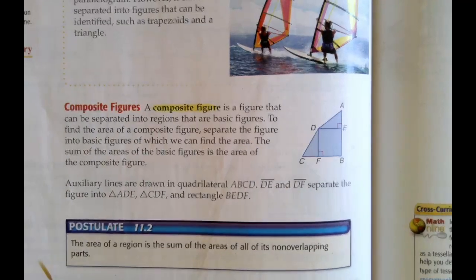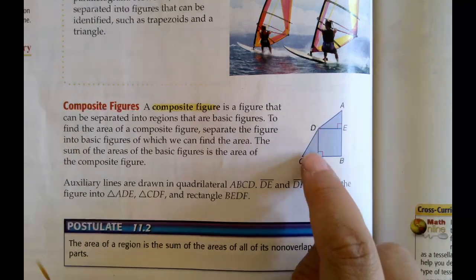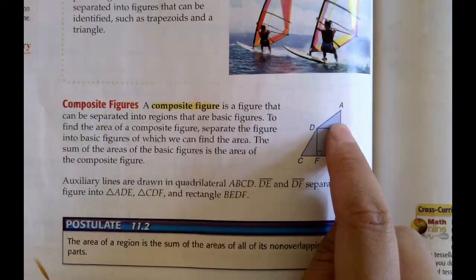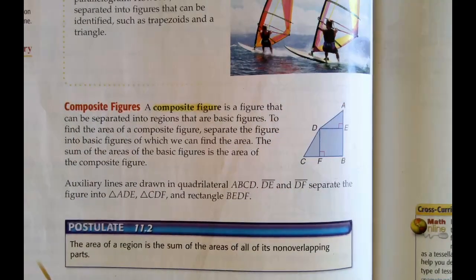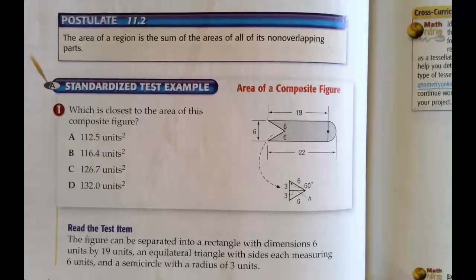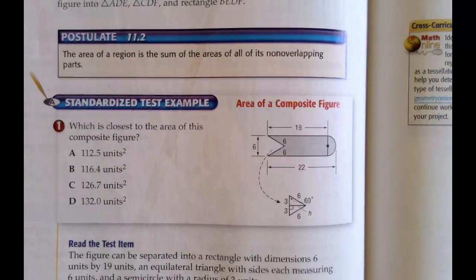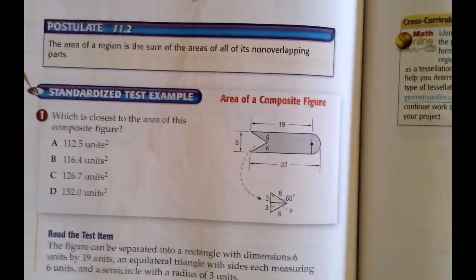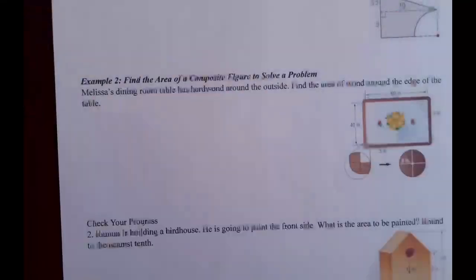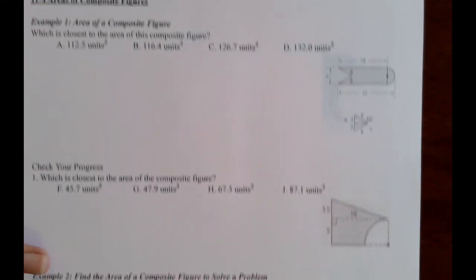And so to find the area of this, instead of finding the area of this weird shape, what we can do is find the area of a triangle, which is a little bit easier, and the square, and then add it all up together, okay? And that's basically what this postulate says. The area of a region is the sum of the areas of all its non-overlapping parts. Okay, so let's get started with our first example.